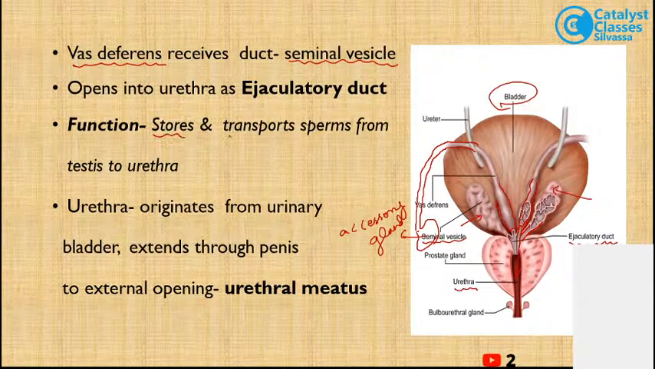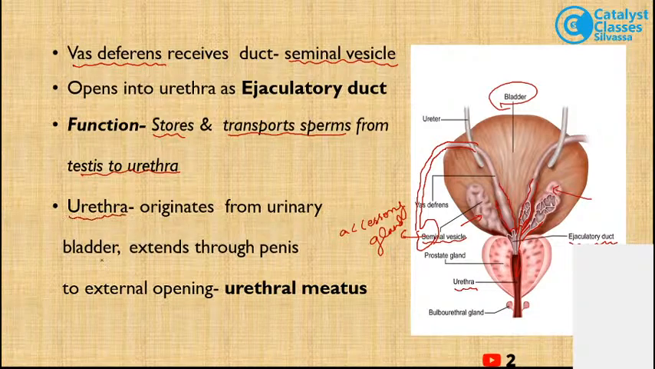It stores and transports the sperms from the testis to the urethra, and finally the sperms are going to enter into the urethra. Now, one more thing: the urethra is also going to carry the urine that comes out from the bladder. Okay, the urethra, where is the origin of the urethra?